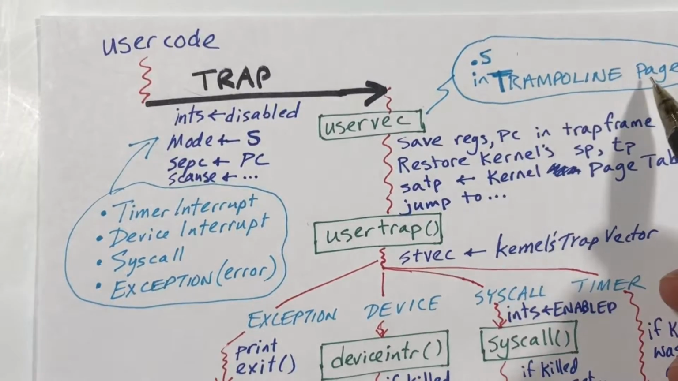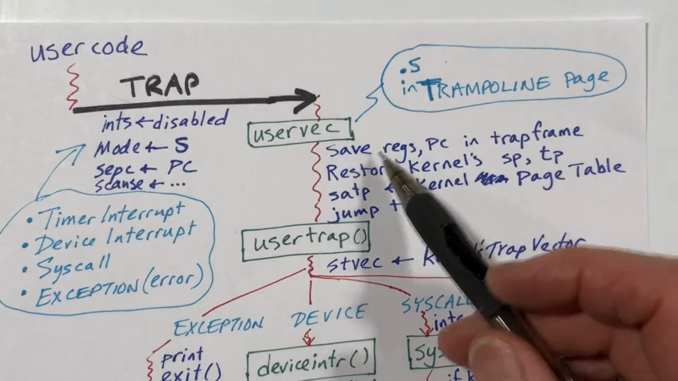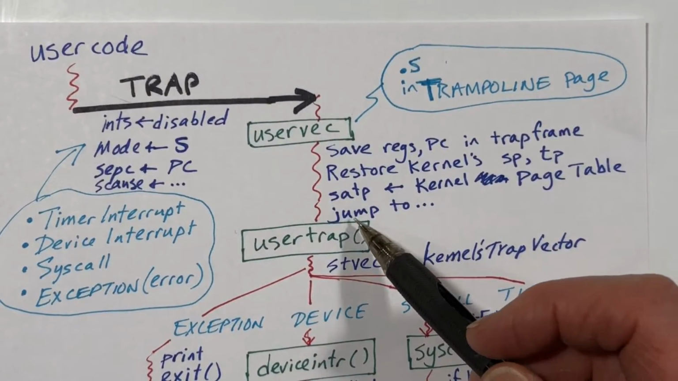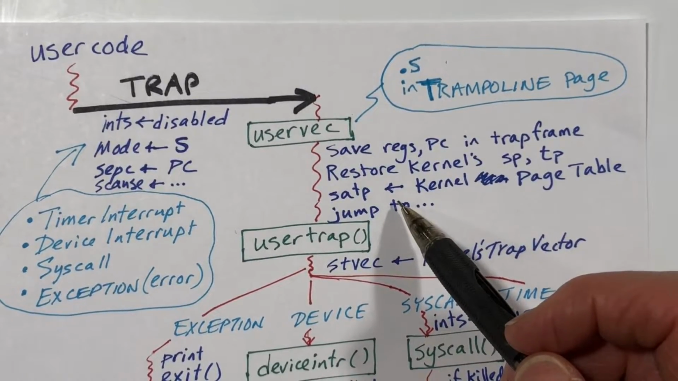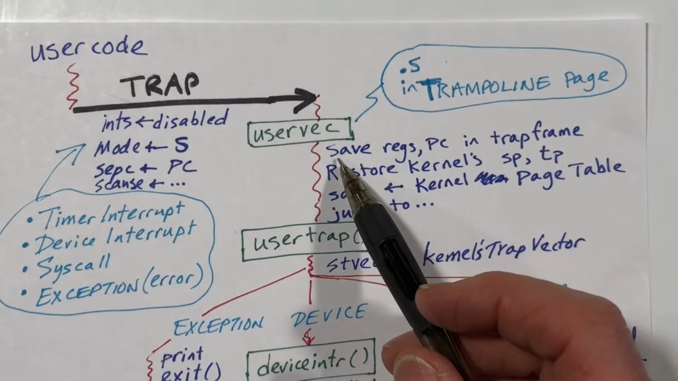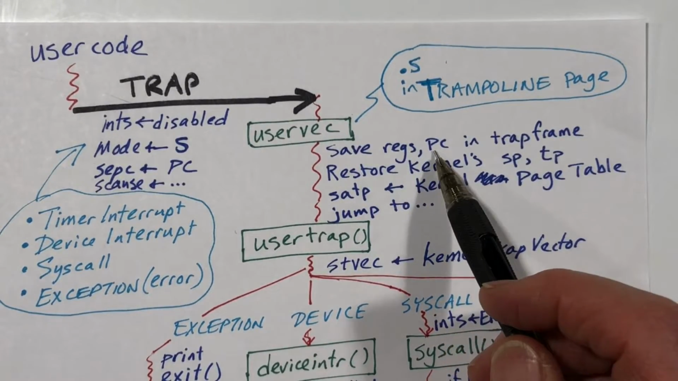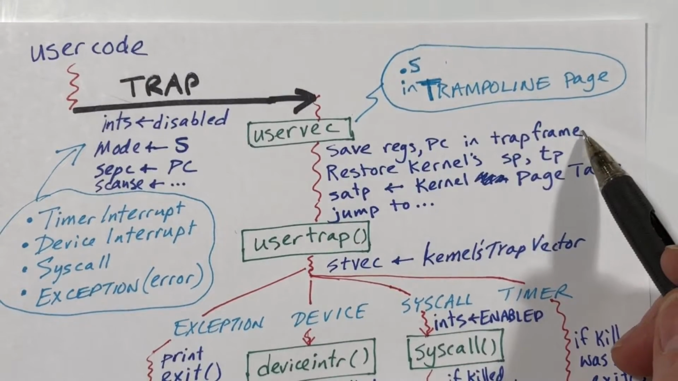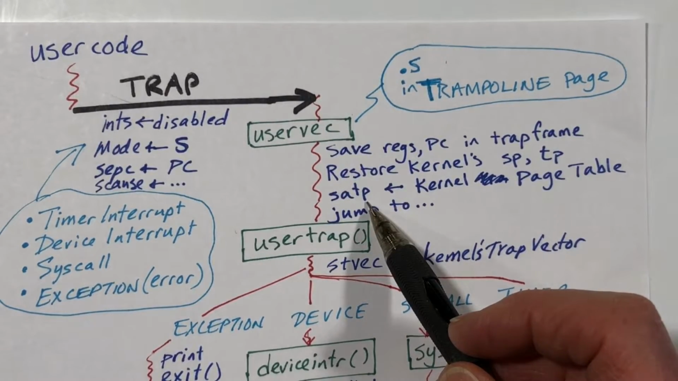So this trampoline page, recall, is mapped into all address spaces, both the user address space and the kernel's address space. And it does the initial saving of the user's state. So what does it do in particular? Well, it saves all the general purpose registers and the program counter in the TrapFrame. Each process has its own unique TrapFrame, but they're mapped into the second highest page in the user's address space. This code is executed in the user's address space.